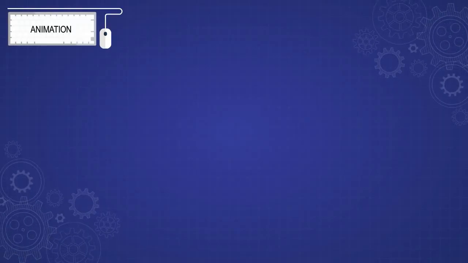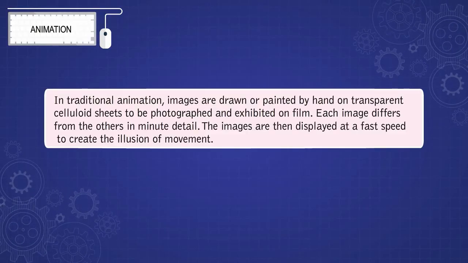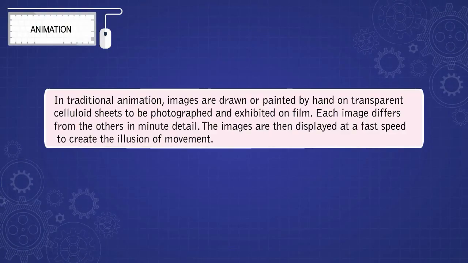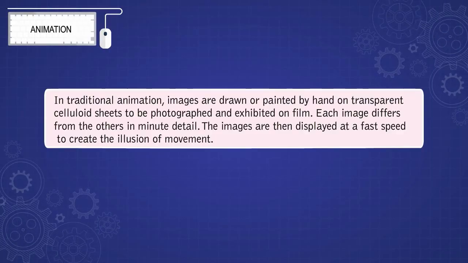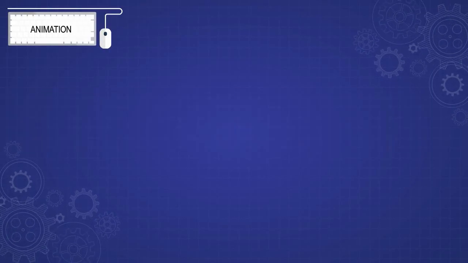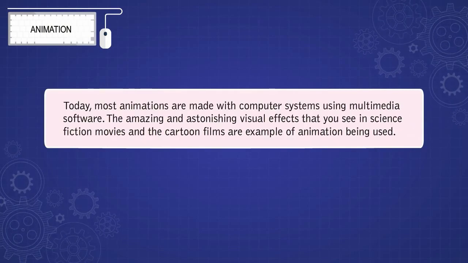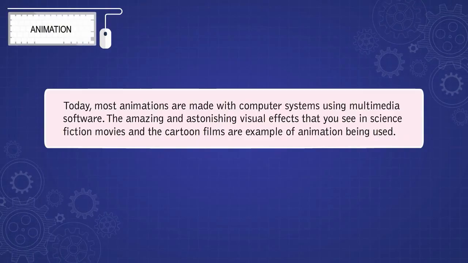Animation. In traditional animation, images are drawn or painted by hand on transparent celluloid sheets to be photographed and exhibited on film. Each image differs from the others in minute detail. The images are then displayed at a fast speed to create the illusion of movement. Today, most animations are made with computer systems using multimedia software.